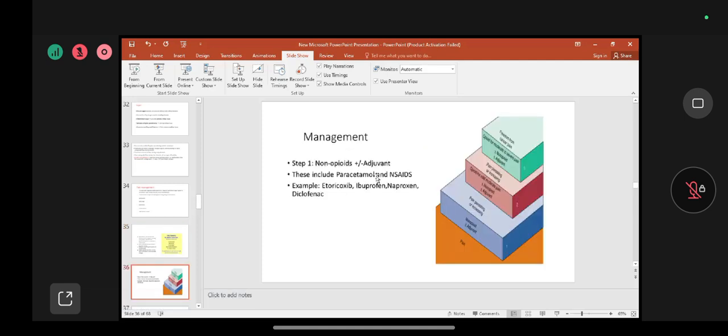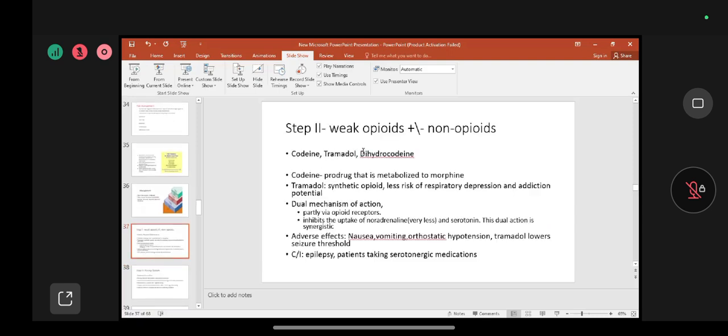Management in step one: we can use non-opioids plus or minus adjuvants. These include paracetamol and NSAIDs, for example etoricoxib, ibuprofen, naproxen, and diclofenac. In step two, we can use weak opioids plus or minus non-opioids, like codeine, tramadol, and dihydrocodeine. Codeine is a prodrug that is metabolized to morphine.